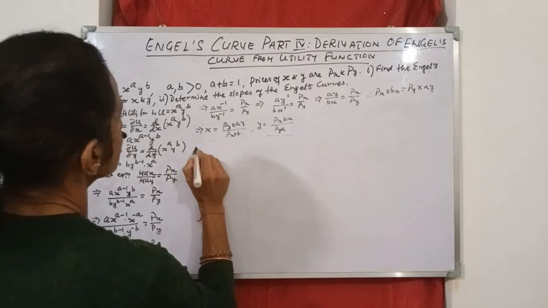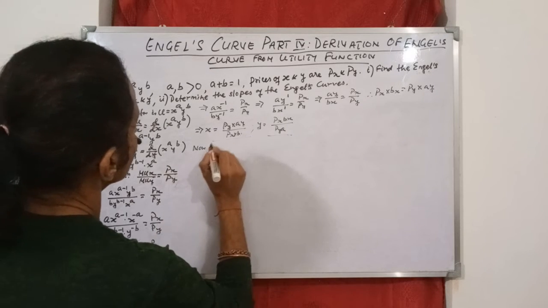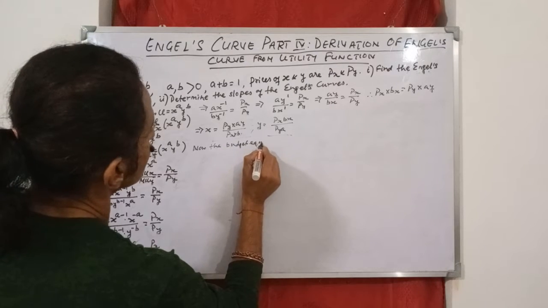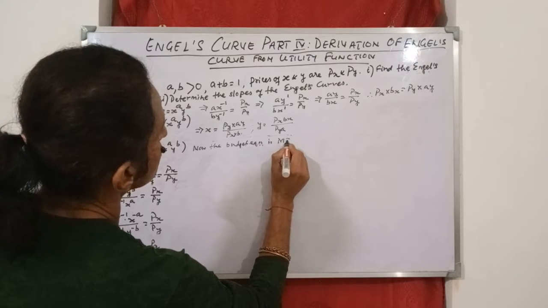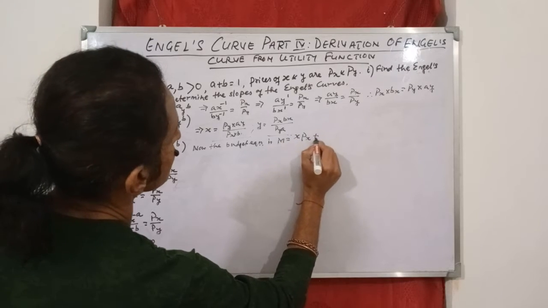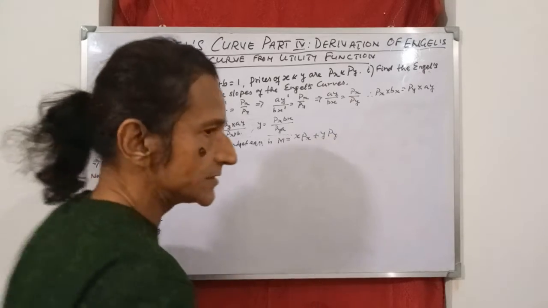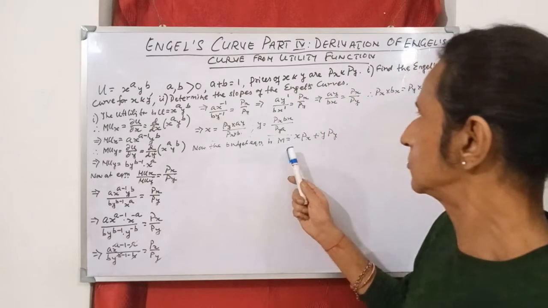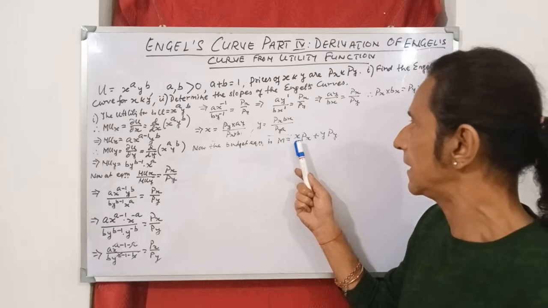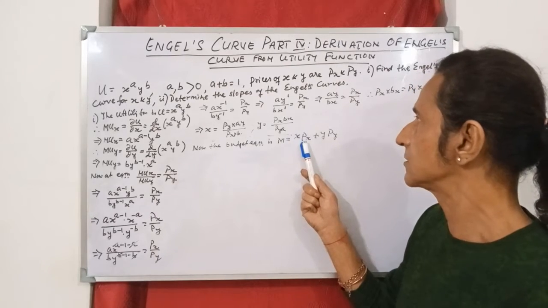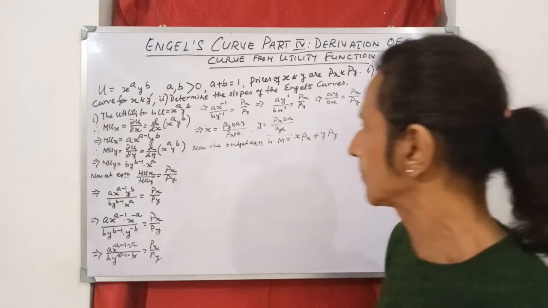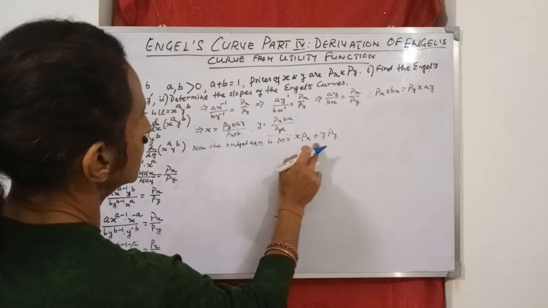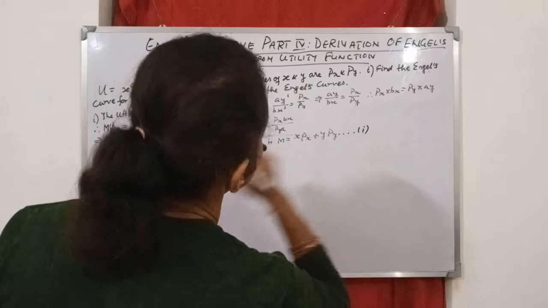Now the budget equation is M equals xpx plus ypy. This is the standard equation of budget line, correct? M equals xpx plus ypy, that is quantity of x into price of x, plus quantity of y into price of y. Now here we put the value of y in this equation. Say this is equation number 1.